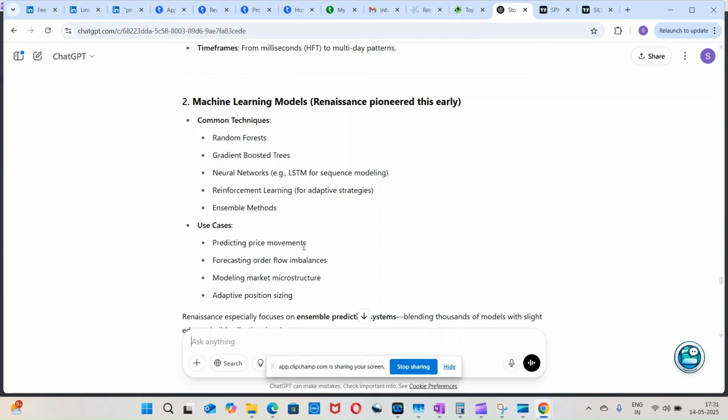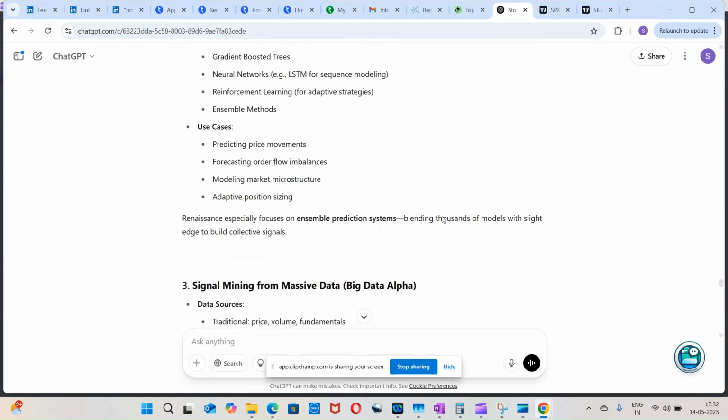These are the four use cases they cater to. Predicting price movements is the main one. Using all these four use cases, signals can be generated and trades can be executed to make money. This is the edge that the company has. These are the different algorithms or mathematical models used to trade: random forests, neural networks, and reinforcement learning.